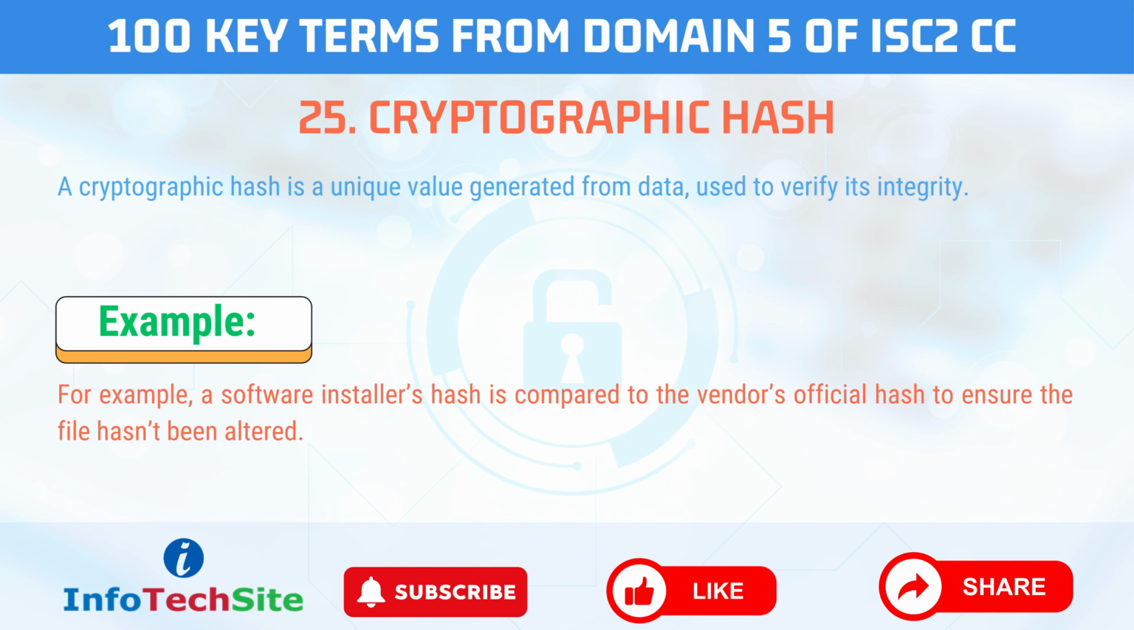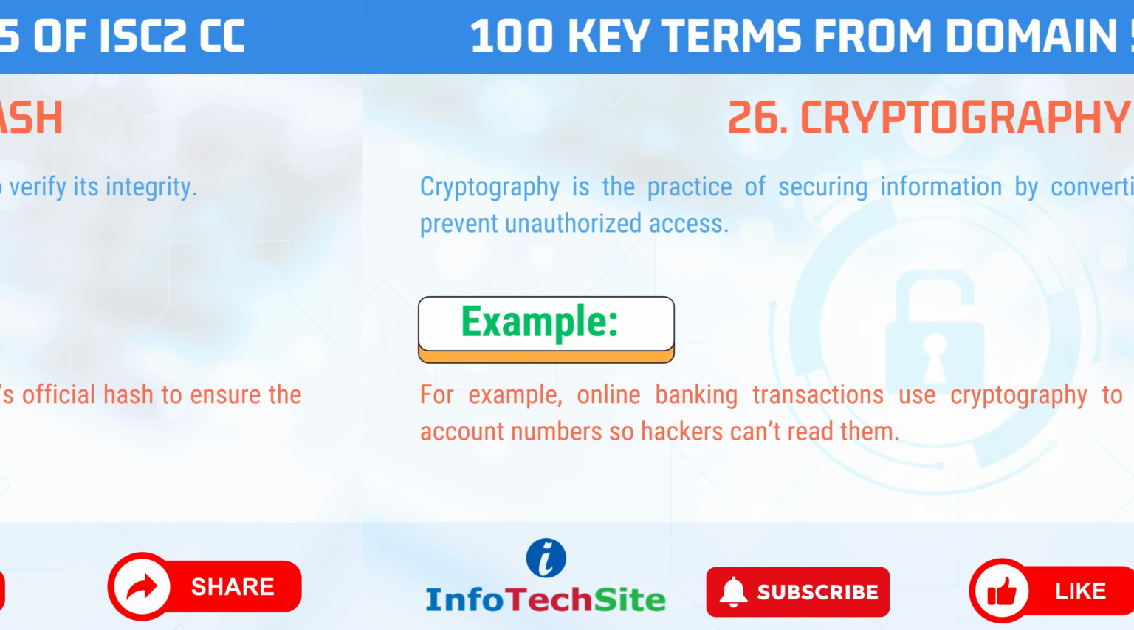25. Cryptographic hash. A cryptographic hash is a unique value generated from data, used to verify its integrity. For example, a software installer's hash is compared to the vendor's official hash to ensure the file hasn't been altered.